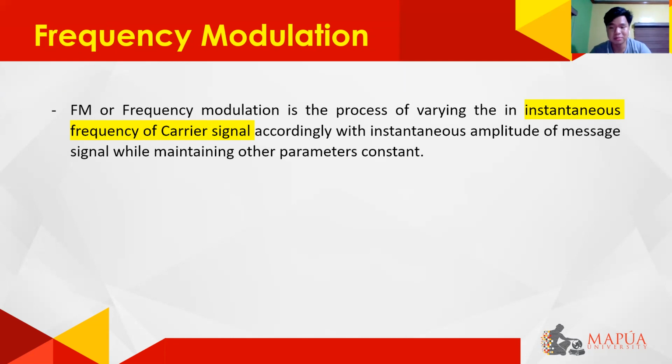Previously in amplitude modulation, the amplitude is modified in the modulation, but in frequency modulation, as the name itself states, the property of the signal that is altered is the frequency of the carrier signal. That varies in accordance with the message signal while maintaining its other parameters constant.